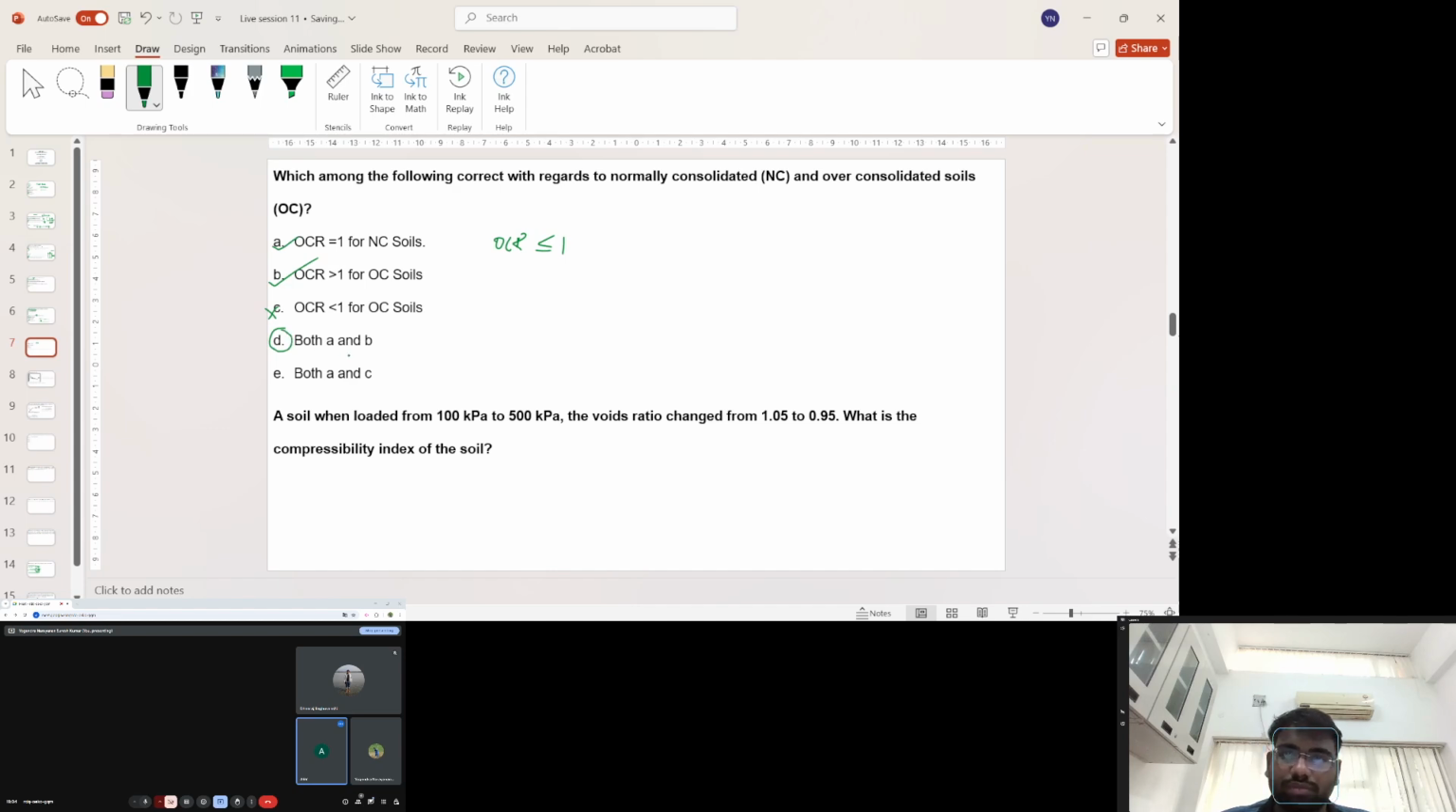For NC soil, is it equal or less than also, sir? Ideally it is less than 1. For less than 1, we use the term under consolidated also. That's why I have asked, sir. Normally for NC, many books mention OCR equal to 1 only. In this case, NC soils usually have OCR equal to 1. OCR less than 1 essentially means under consolidated soil.